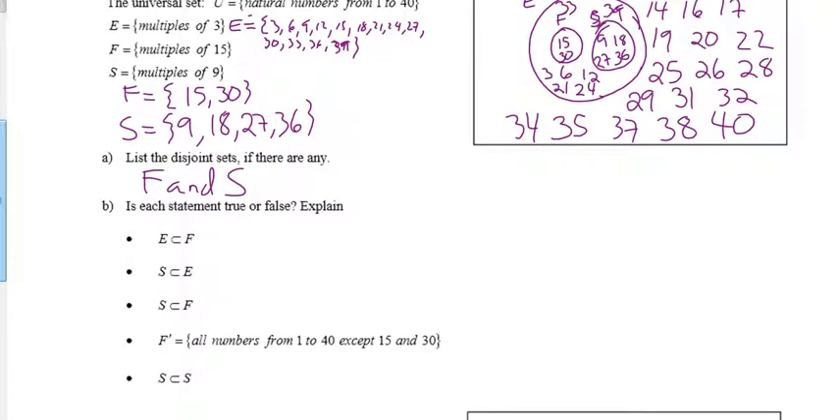Is each statement true or false? Is E a subset of F? No. So, false. We could say that F is a subset of E. They're not subsets of each other. If they were the same set, they could be subsets of each other. So E is not a subset of F. As a matter of fact, F is a subset of E.